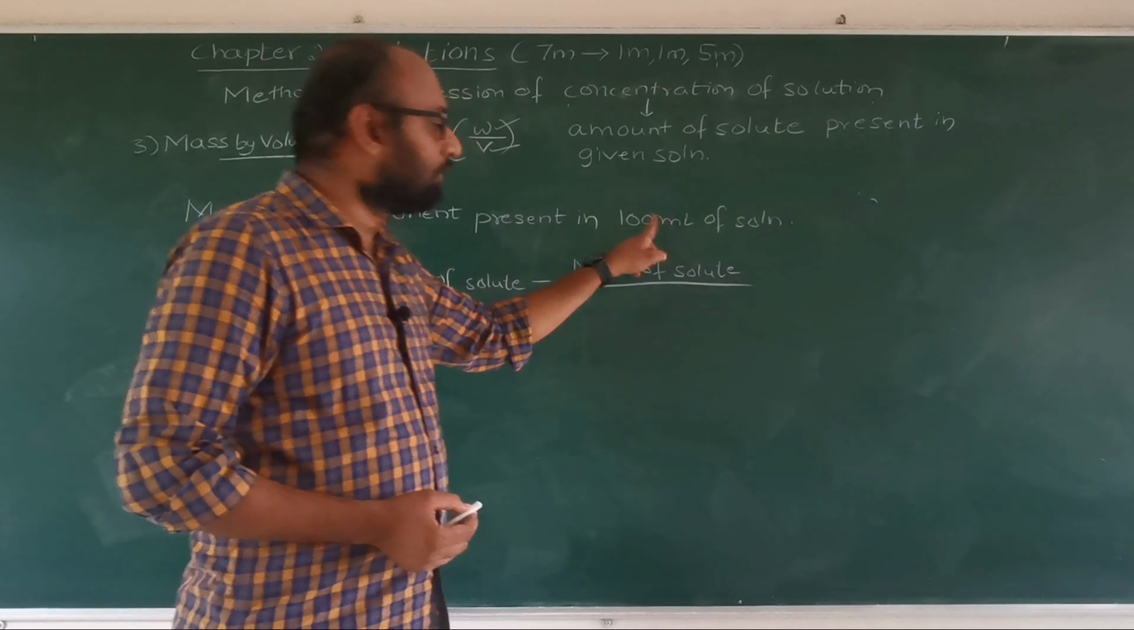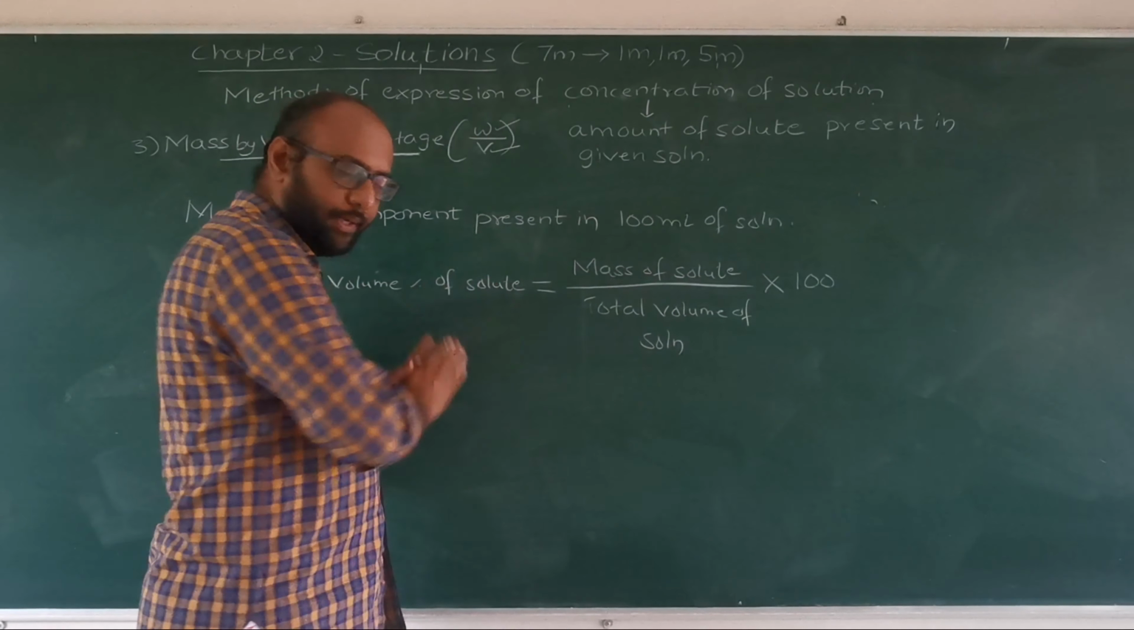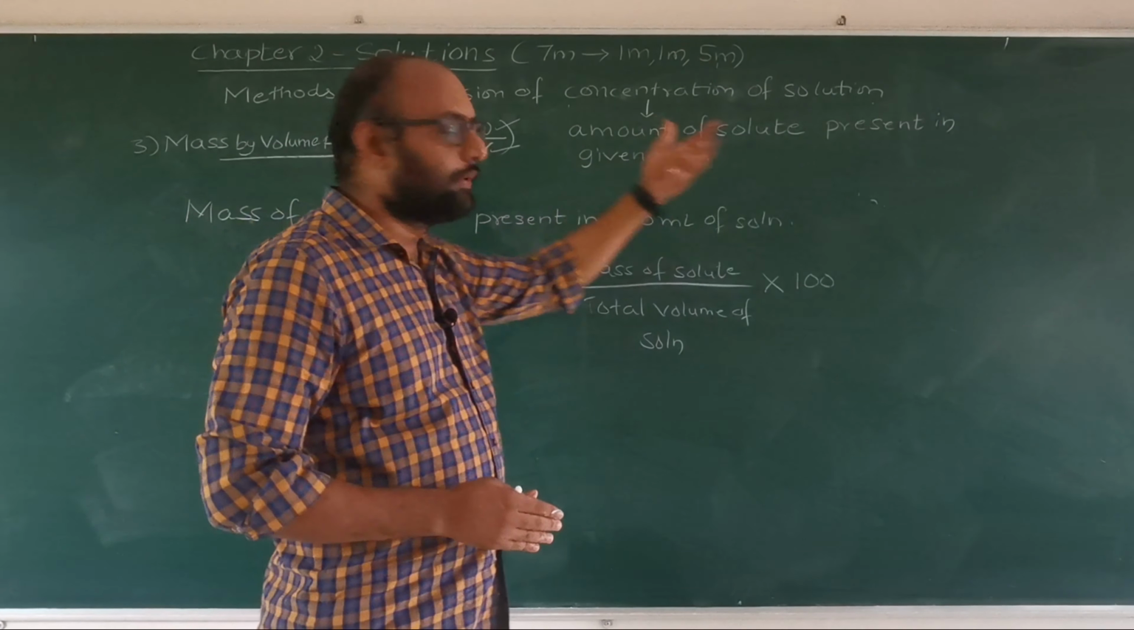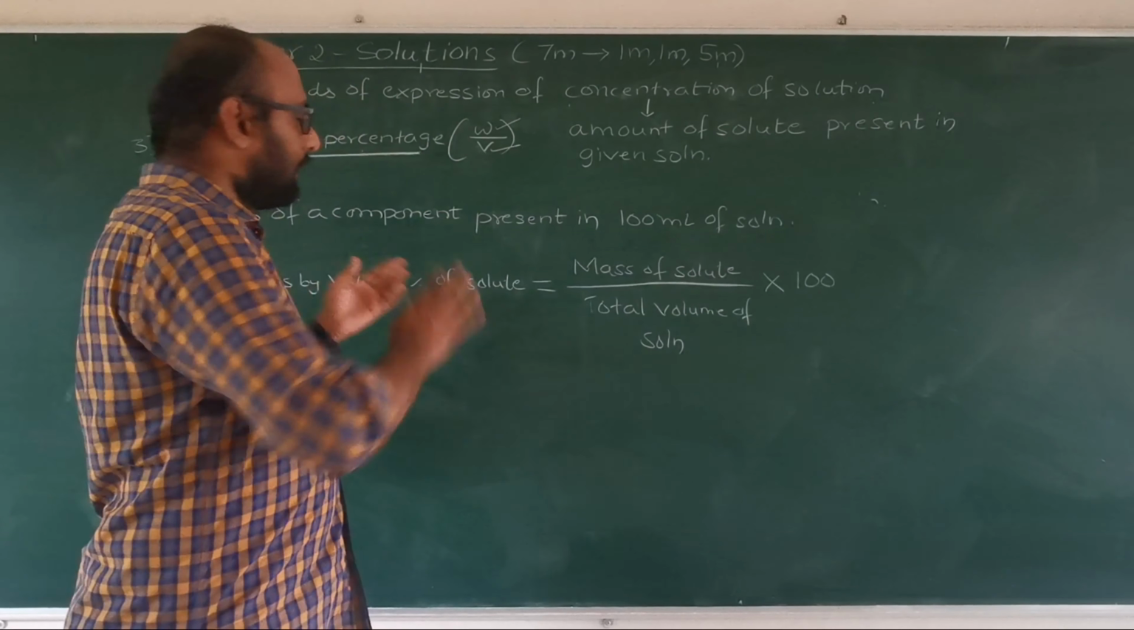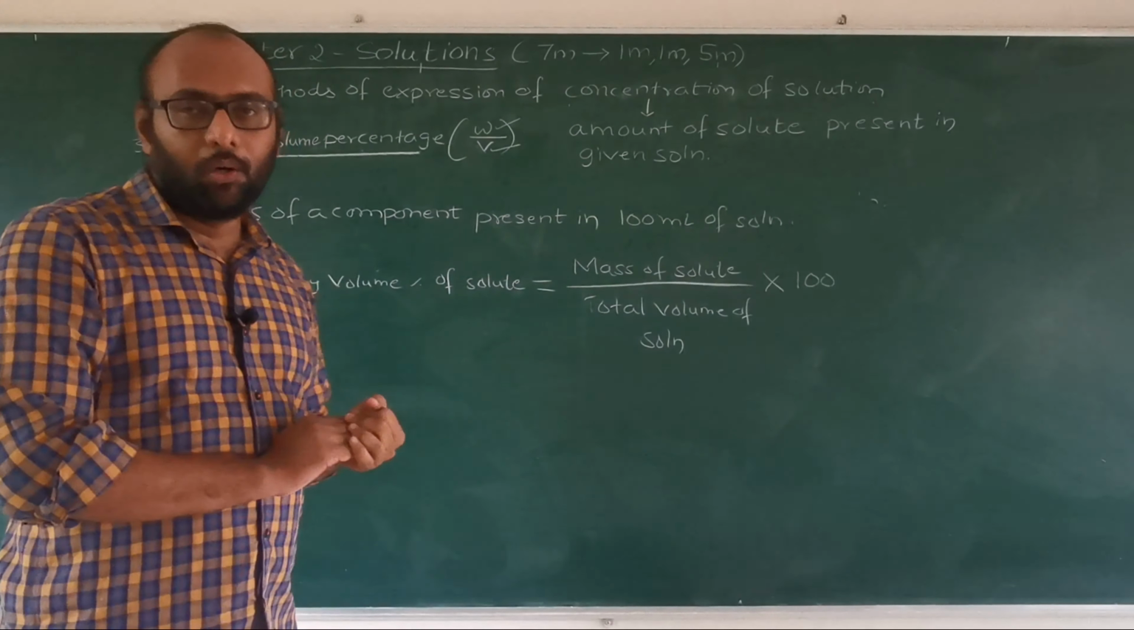It may be the percent of solute or percentage of solvent. Here if you are taking solute, then here you have to take mass of solute. Here if you are calculating for solvent, here you have to take mass of solvent. So these are mass percentage, W by W, volume percentage, volume by volume, V by V, and then mass by volume percentage, W by V.